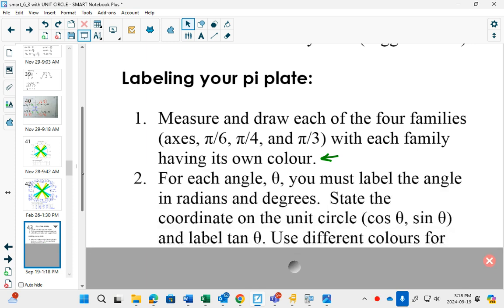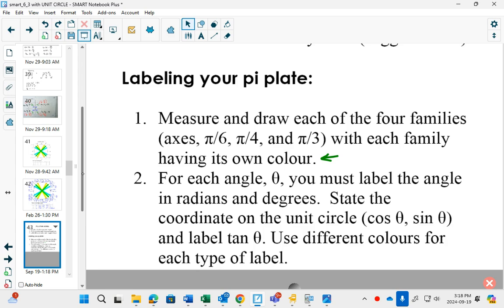Then you're gonna put all the information on there. And the color thing that I have on the paper, I'm going to give you a little creative license, okay? So, for example, in this one, this person did all of their radians in dark purple, all of their degrees in magenta, maybe. Their coordinates are in green, and tangents in blue. Okay, we'll just say blue.